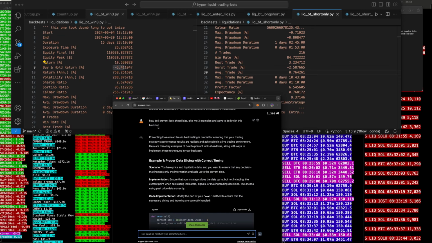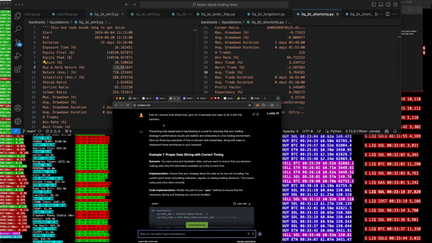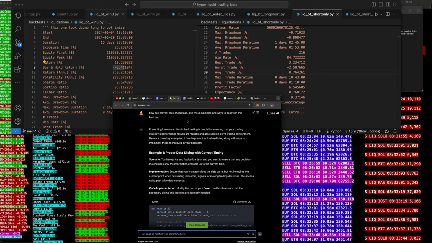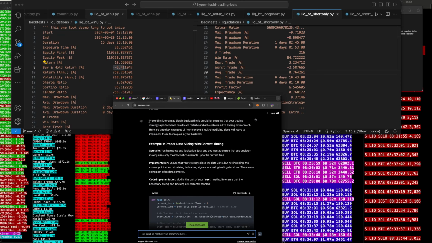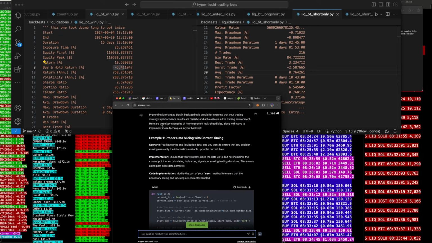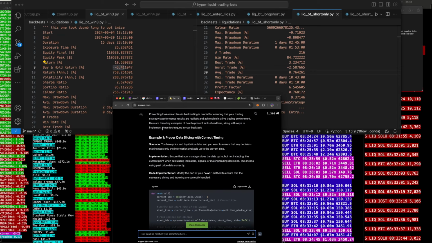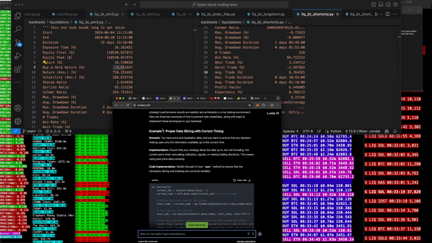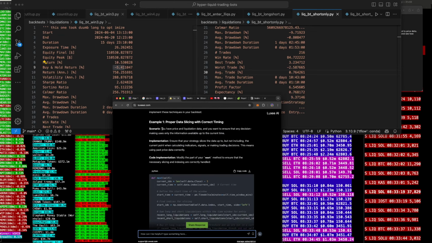So the next question I ask is, how do I prevent look-ahead bias? Give me three examples and ways to do this. Backtest. Preventing look-ahead bias in backtesting is crucial for ensuring that your trading strategy's performance results are realistic and achievable in a live trading environment. Here are three examples of how to prevent look-ahead bias, along with ways to implement these techniques in your backtest.